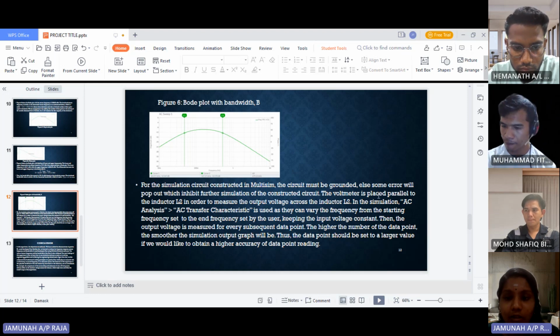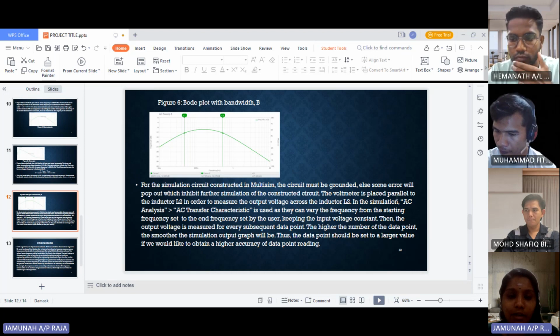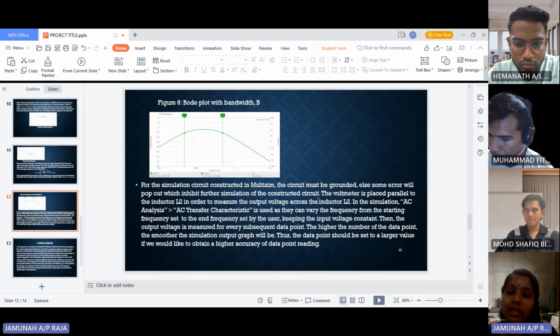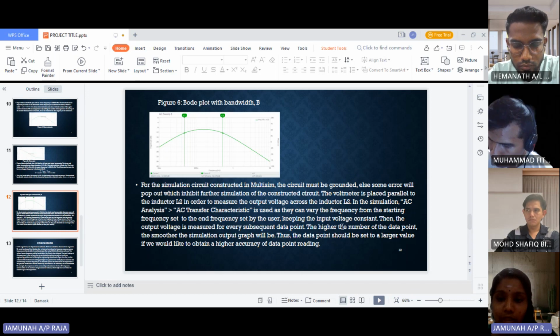The voltmeter is placed parallel to the inductor L2 in order to measure the output voltage across the inductor L2. L2 is the inductor. In the simulation, AC analysis, AC transfer characteristics is used as we can vary the frequency from the starting frequency to the end frequency set by the user. User means the teammates. We keep the input voltage constant. We never change the voltage.